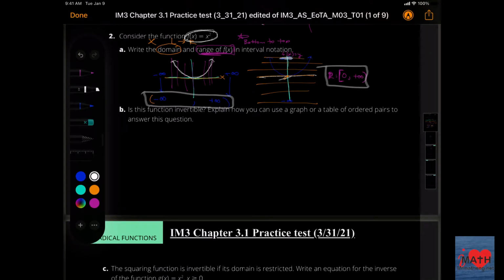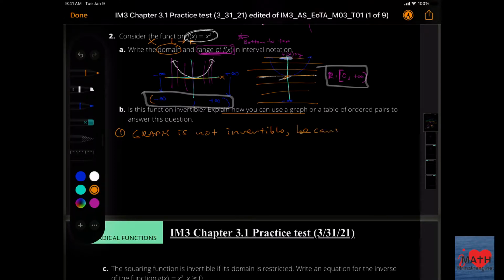Is this function invertible? Explain how you can use a graph or a table of ordered pairs to answer this question. All right, let's talk about how we use the graph. How do I know by the graph, is it invertible? The graph is not invertible. Why?